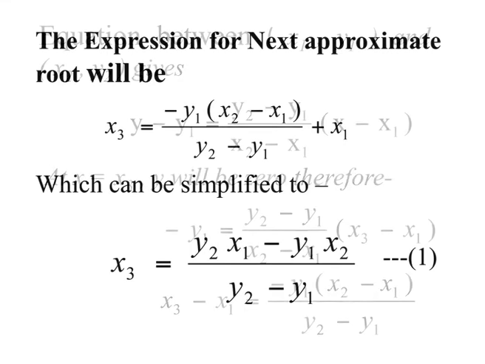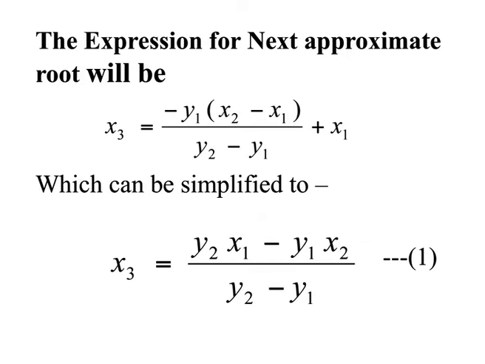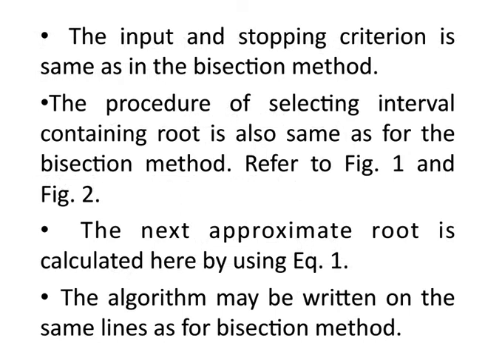You can see on your screen these expressions, and after simplifying you will get the expression for the next approximate root, which is given by equation 1. So, we will get the value x3, which is the next approximate root, from the two initial approximate values x1 and x2 by using this equation. The stopping criteria is the same as we discussed in the successive bisection method. Of course, the selection of the interval of interest will be the same as in the successive bisection method, and we will illustrate this in figures 1 and 2.